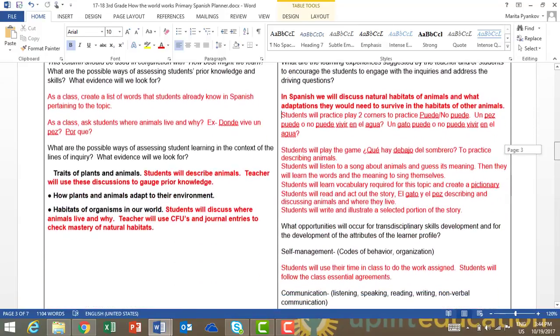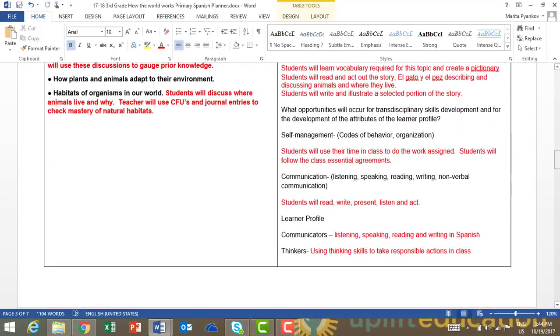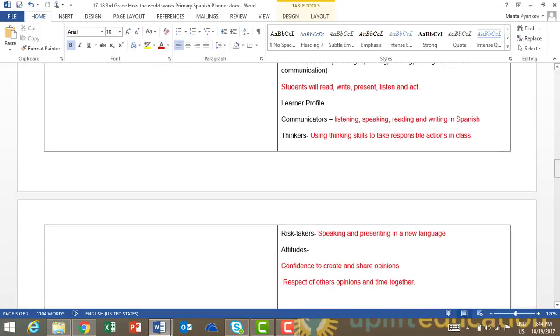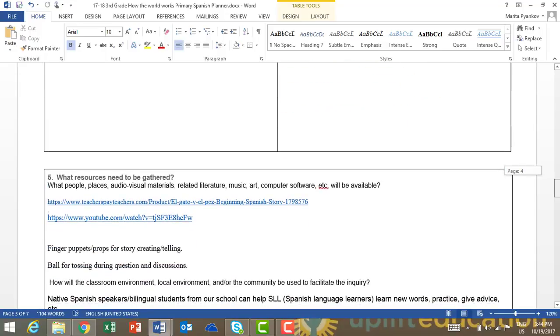And then at the bottom of box 4, we have our transdisciplinary skill development. And again, these are things, for the most part, that the teachers have put in, and I have just written in how we can connect in Spanish, what we'll be doing to be communicators, what we'll be doing for self-management, using their time, following essential agreements, all of those sorts of things. And most of these are really easy to connect to. Things like being communicators and risk takers. We do that all the time in a language classroom.